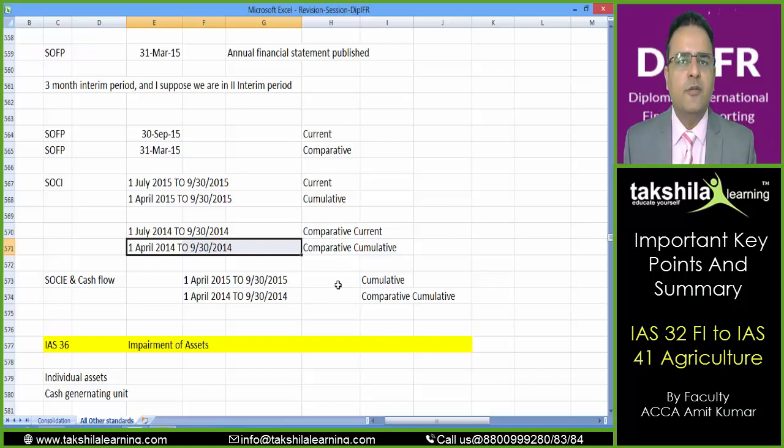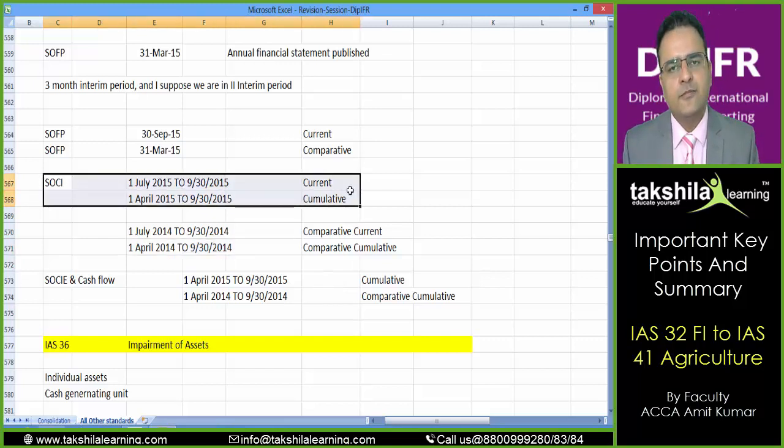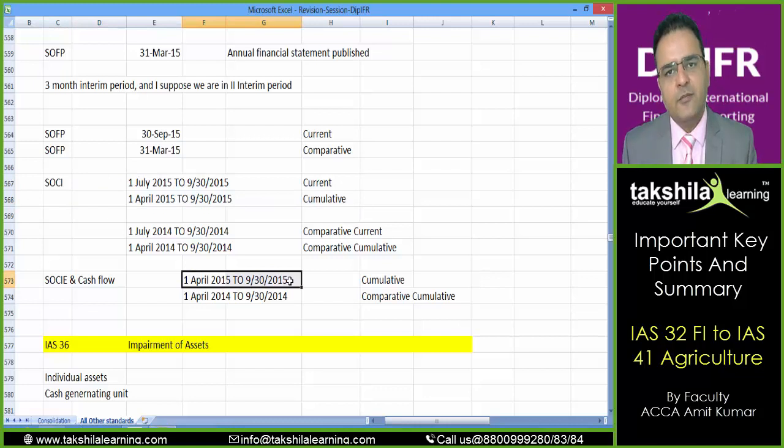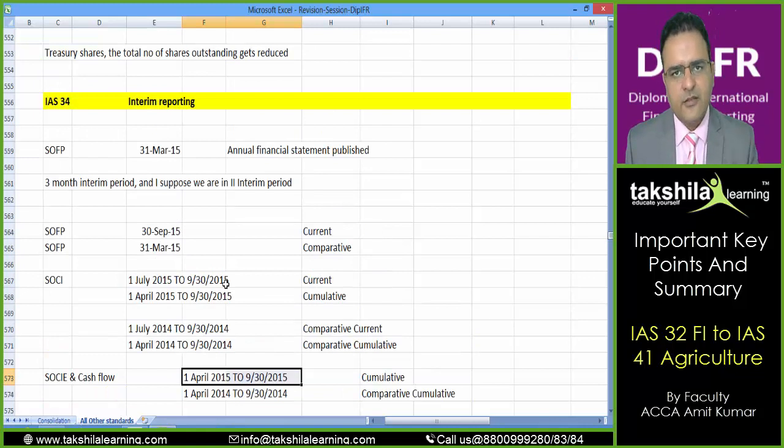Current and cumulative will be done only for the statement of income. That will be divided into current and cumulative year to date basis. For changes in equity and cash flows, we'll present year to date statements. Even if it is the second interim period, year to date begins from 1st April to 30th September, will be cumulative year to date, and comparative will be of the previous year for cash flow and changes in equity. This is how the presentation of financial statements is done for an interim period. And for the notes to accounts, there are some selected explanatory notes.